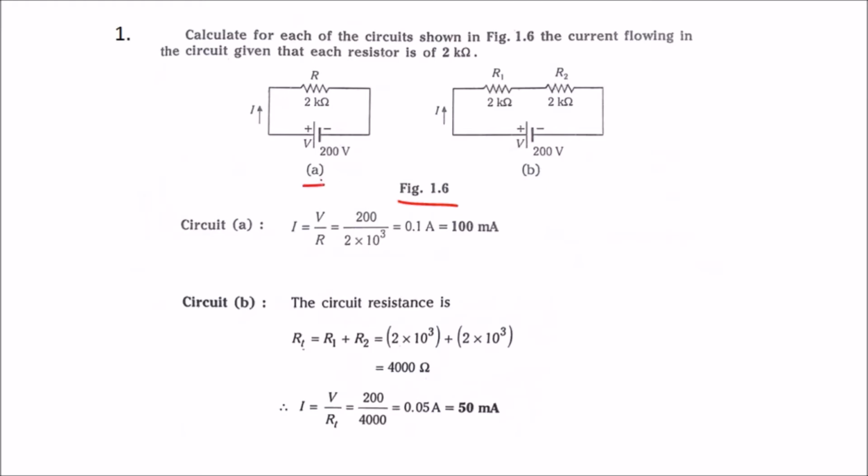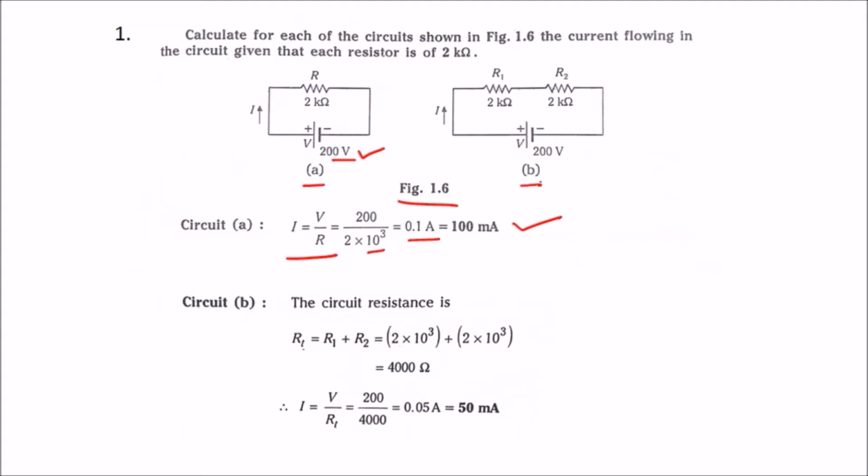So in figure A we have a single resistor of 2 kilo ohms and a voltage supply of 200 volts. As we know, the current, voltage and resistor relation is I is equal to V divided by R. We know that V, that is the voltage supply, is 200 volts. 200 divided by 2 kilo ohms. Kilo is nothing but 10 to the power 3. So the value is 0.1 amps, which can be written as 100 milliamps.